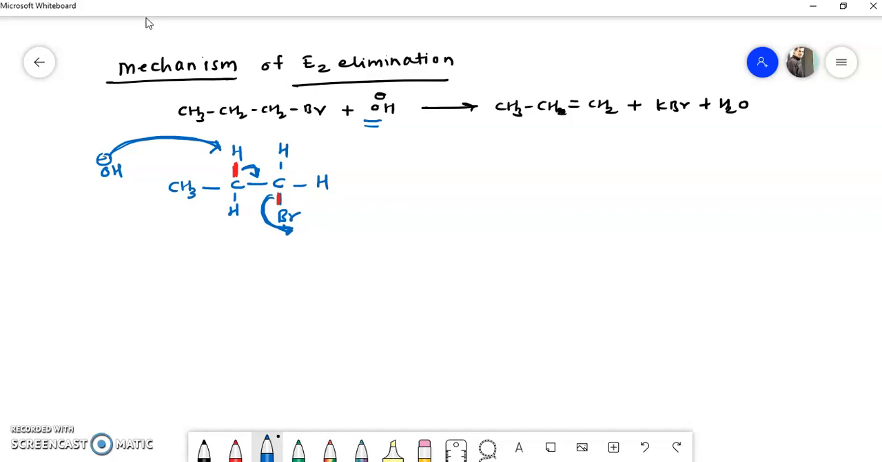All this process takes place simultaneously. So we can draw the transition state like this.